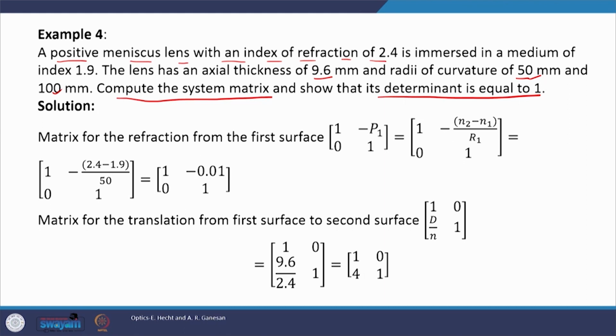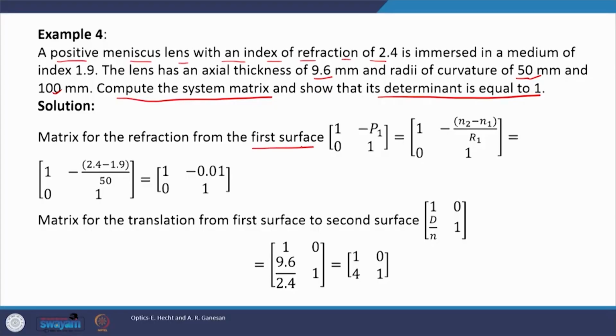Now, to calculate the system matrix for a lens, we will have to calculate the refraction matrix for the first surface, then the translation matrix for the space between the two refracting surfaces, and then again the refraction matrix for the second surface. The lens has two refracting surfaces, and in the bulk of the lens between them there is a certain thickness in which the light ray travels, it translates.